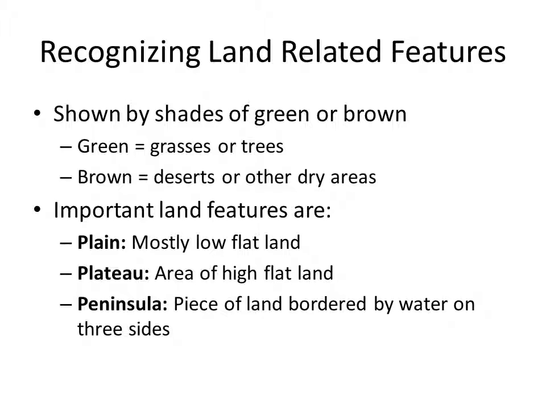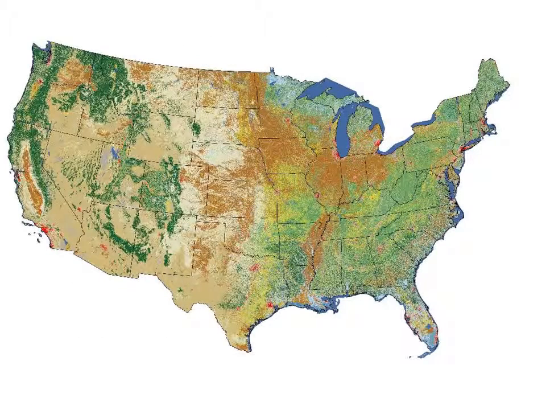And finally, a peninsula is a piece of land bordered by water on three sides. So if any of you have lived in Florida, then you've lived on a peninsula. Florida is a piece of land that is bordered by water on three sides. And so again, you can see Florida in the bottom right-hand corner, and you can see that it's bordered by the Atlantic Ocean on its right and the Gulf of Mexico on its left. So it's sort of bordered on three sides.